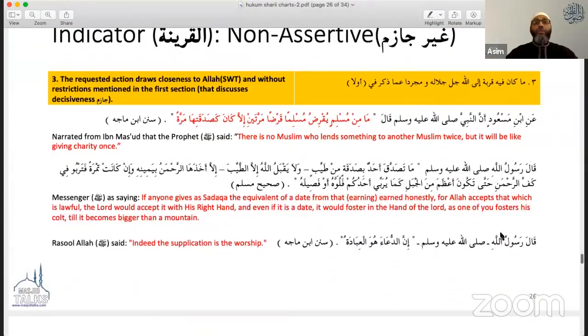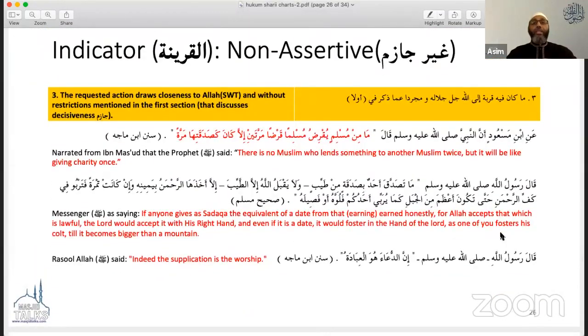Okay, and the third indicator about the ghair jazim is that the requested action draws closeness to Allah subhanahu wa ta'ala, without the restrictions mentioned in the first section again. Meaning, if the action that a person is doing, or has been commanded to do, brings closeness to Allah subhanahu wa ta'ala.